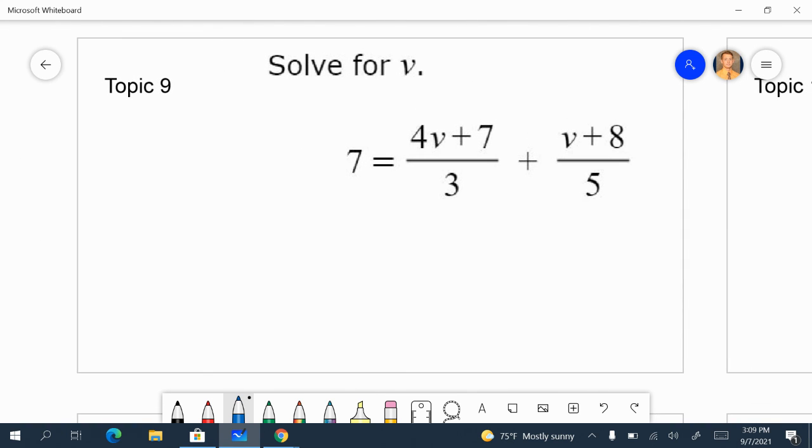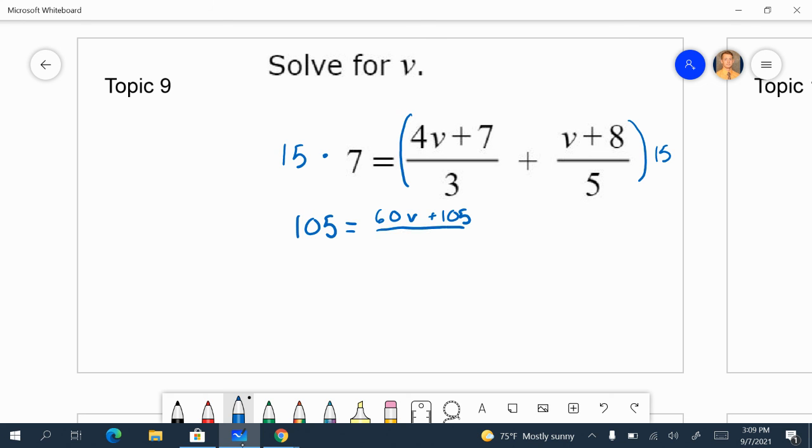Topic number 9. Okay, so for topic number 9, same situation, it just looks a little bit different. We're going to be multiplying our bottom numbers here to get 15, and I'm going to multiply both sides by 15. So everything over here gets multiplied by that 15. Okay, so just going to check here, but 15 times 7 is 105. So that side's going to have a 105. Again, that 15 is just multiplying by our top numbers. So now we'll have 15 times 4 to give us 60v. 15 times 7, we just did that. That's 105.